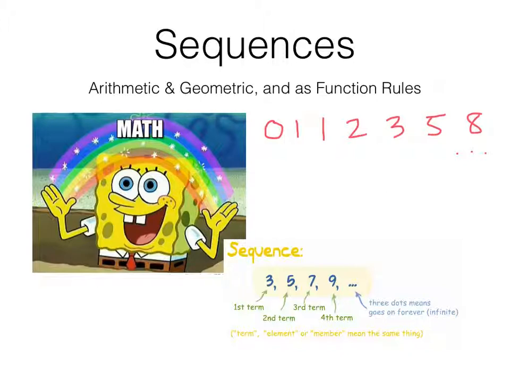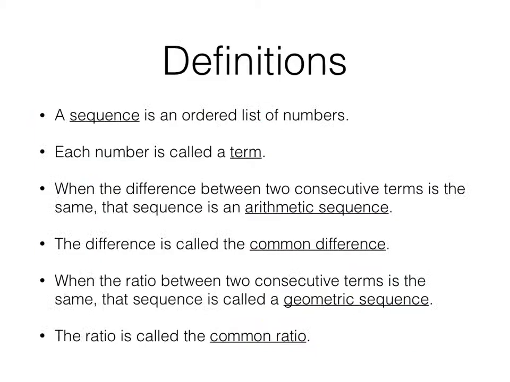We're going to be looking specifically at types of sequences and using sequences as function rules, or using sequences to write function rules. Okay, lots of definitions, all of them you need to know. A sequence is an ordered list of numbers. So it could be any list of numbers, but it's in order. So it starts with the first one and goes through either to the last one or until you have a rule that repeats indefinitely. Each number in the sequence is called a term.